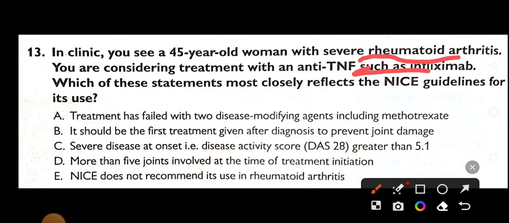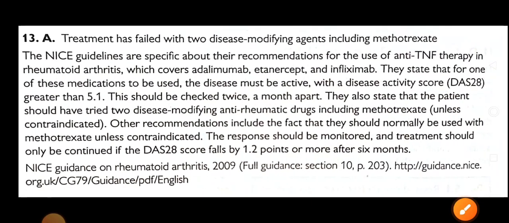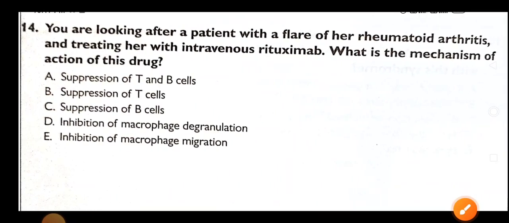Treatment has failed with disease-modifying agents including methotrexate. It should be the first treatment given after diagnosis to prevent joint damage. Severe disease at onset, for example disease activity score DAS28 greater than 5.1, more than 5 joints involved at the time of treatment initiation. NICE does not recommend its use in rheumatoid arthritis. So guys, the single best answer: drugs like anti-TNF, infliximab, we use when treatment has failed with 2 disease-modifying agents including methotrexate. So these are very simple questions.